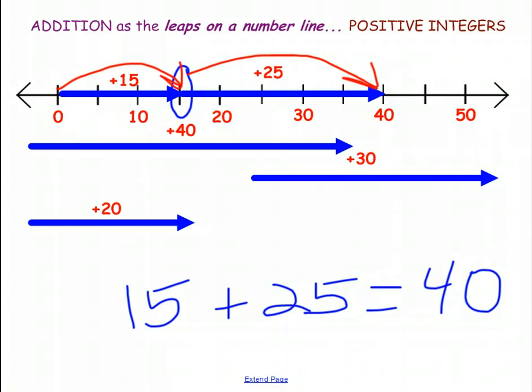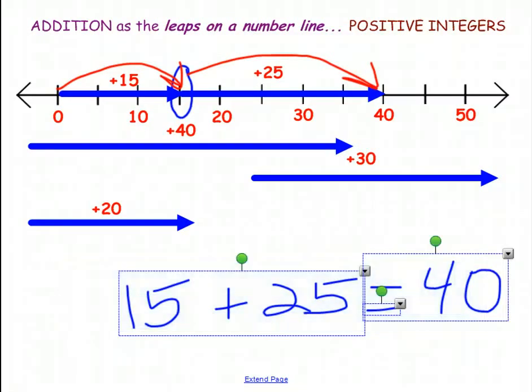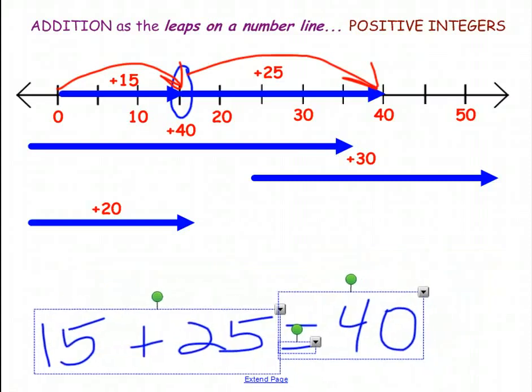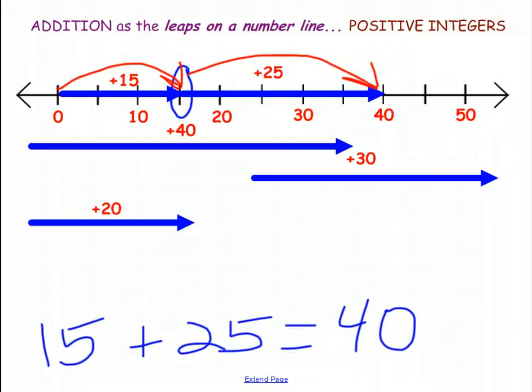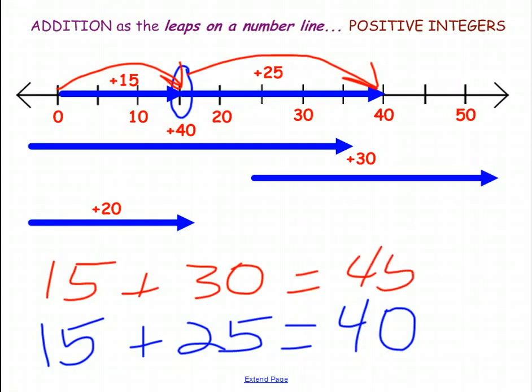Now this is still going to hold true no matter what two numbers we have. So let's take another look at this. We have, in this case, we'll say 15 plus 30. Now we know this is going to be 45 from our basic rules of addition, but let's look at it now as 15 plus 30 on the number line.